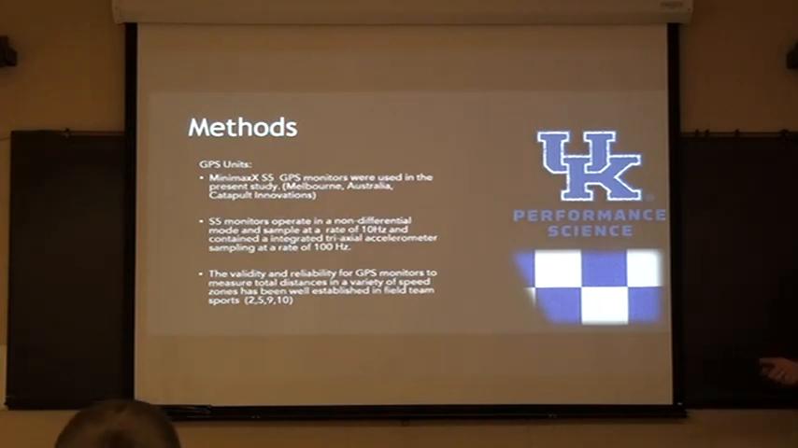The GPS that we used was an S5 GPS unit. It's kind of the higher end one on the market. The GPS samples at a rate of 10 hertz a second, and the accelerometer samples at a rate of 100 hertz a second. So we're getting some pretty good data coming in. The validity and reliability for these specific monitors has been shown to be valid and reliable.